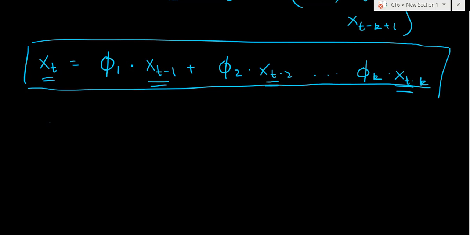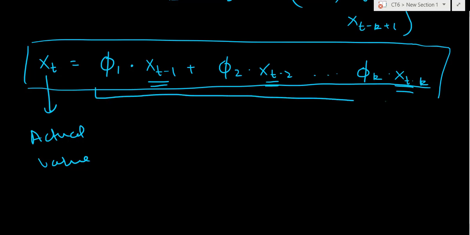We will try to find it by minimizing the mean squared error. Now, if you remember from subject CT3, a mean squared error is basically the square of the difference between the actual value and the estimator. Now, this xt is your actual value that you are trying to estimate using all of these values. So this is your estimator.